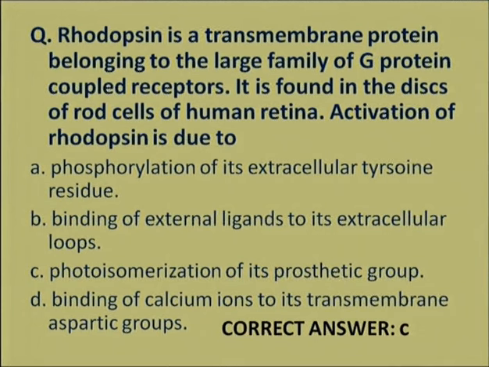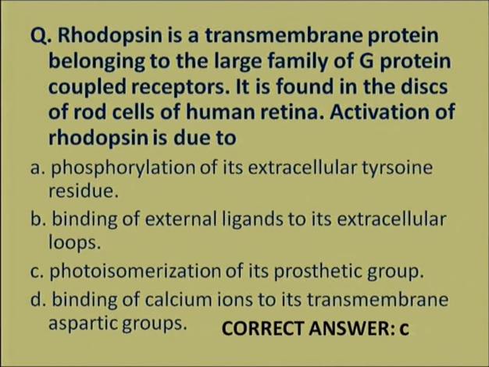We can see rhodopsin is a transmembrane protein belonging to the large family of G protein coupled receptors. It is found in the disc of rod cells of human retina. How are these particular rhodopsins being activated?